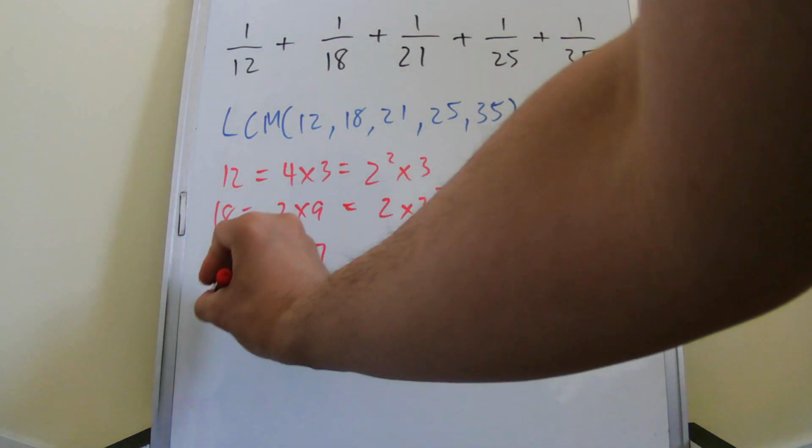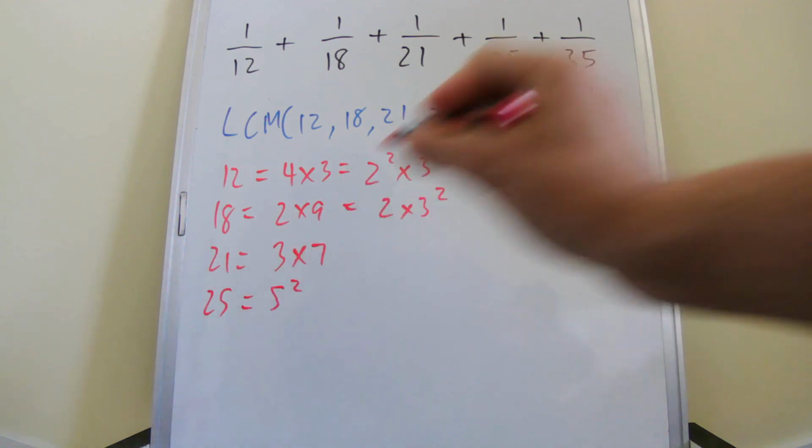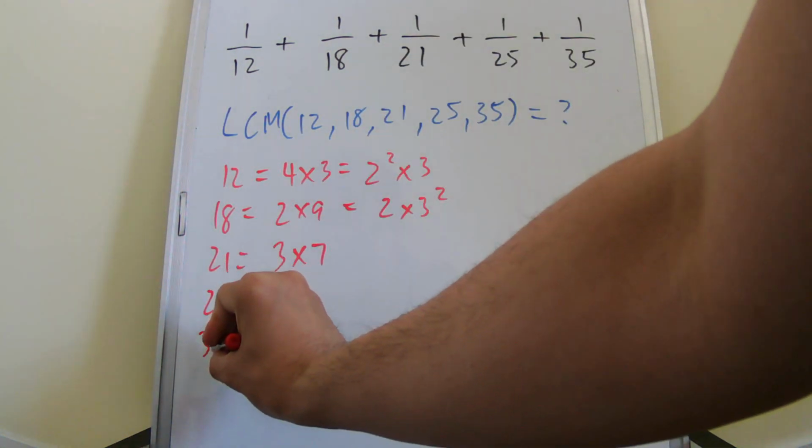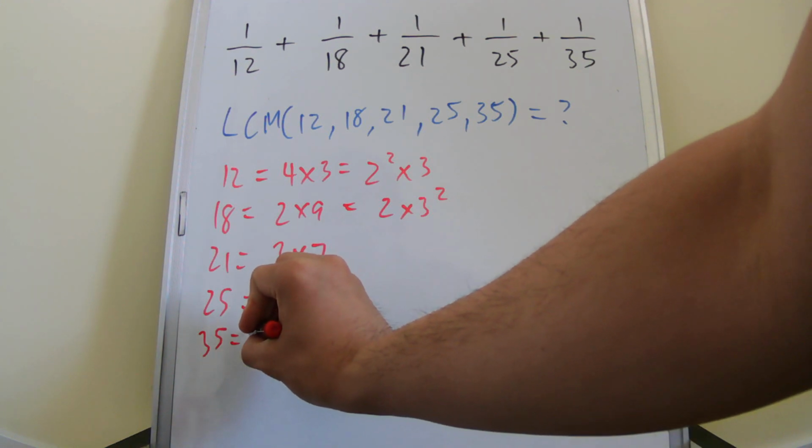Okay, so 25. Moving on. 25, that is 5 squared, 5 times 5. And lastly, 35. Okay, this is 5 times 7.